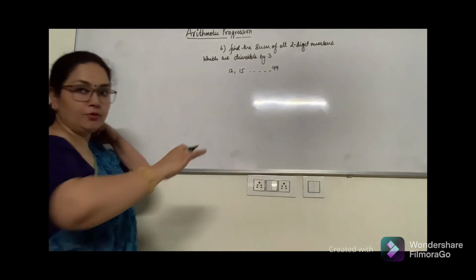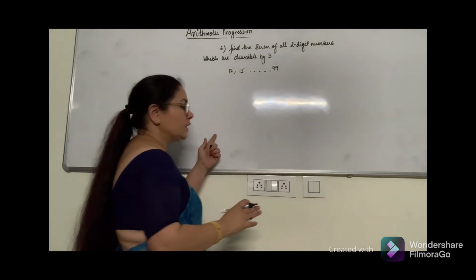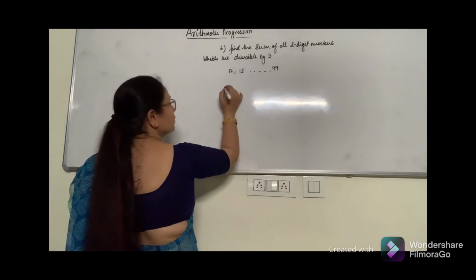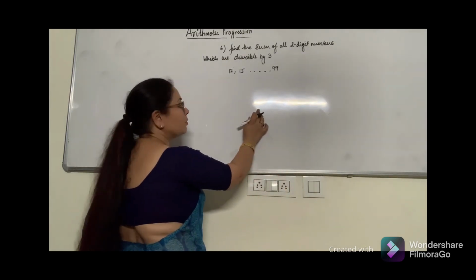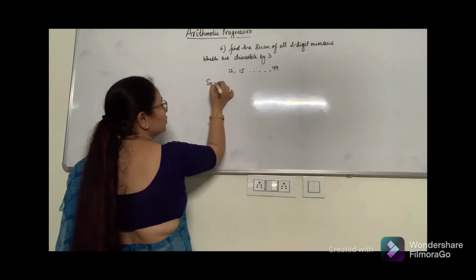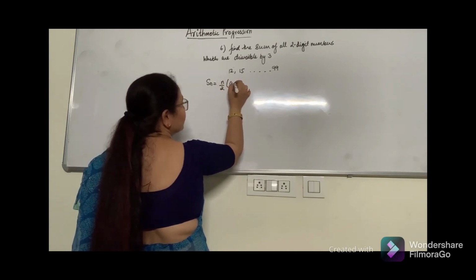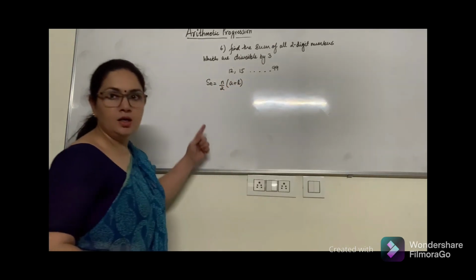Find the sum of all 2-digit numbers which are divisible by 3. So what is the formula of sum? The formula of sum is Sn is equal to n by 2 (a plus l), if you know the first term and the last term.